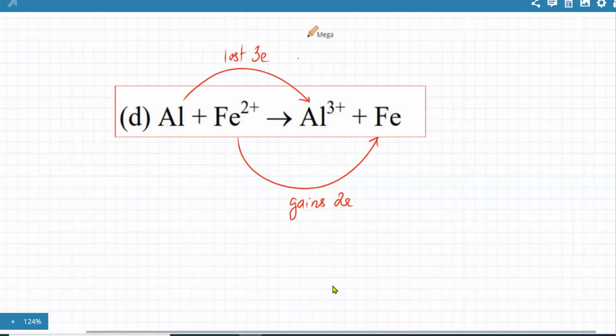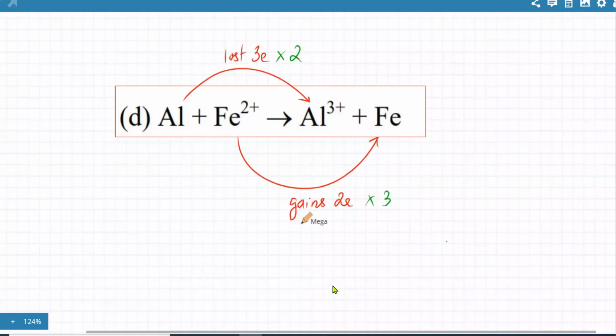Well, what would it be? Any guesses? 2 with 3. I mean, this one should be multiplied by 2. So multiply this by 2 and multiply this by 3.